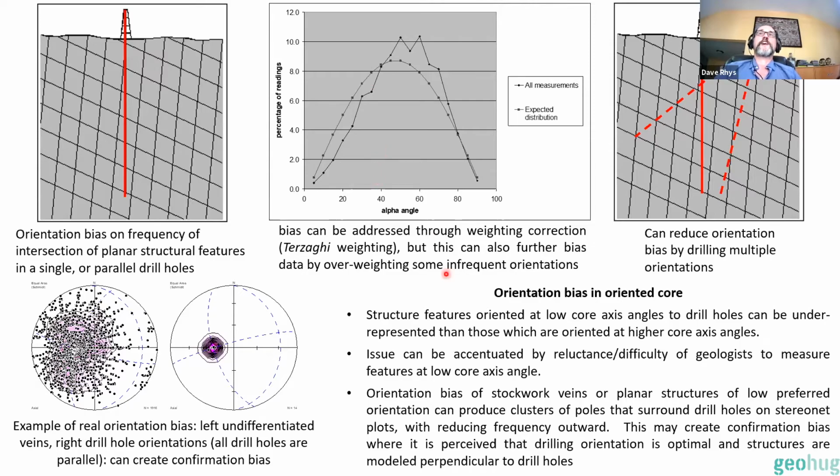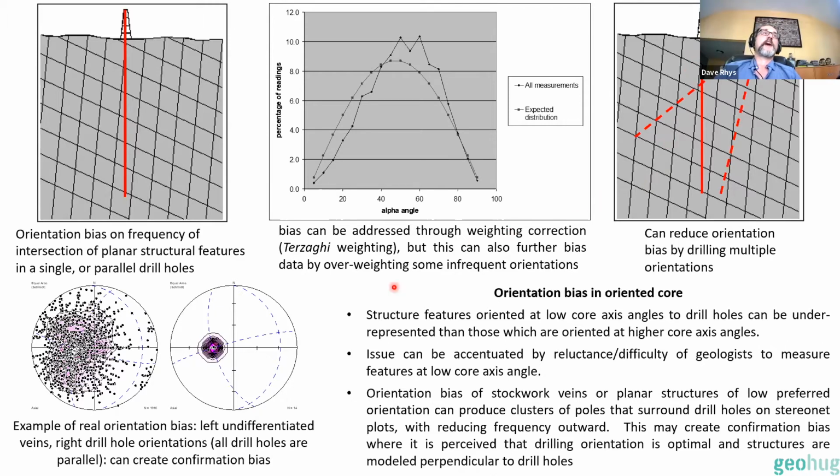But the problem with this is you can actually induce further bias by doing that if those features that you're trying to elevate in their importance are actually really quite rare. So you've got to be very careful in doing that. The better way is to just drill holes of different orientation. That way, if you're not always drilling parallel holes, you're going to sample orientations much more representatively than you are if you're just drilling with one single orientation.